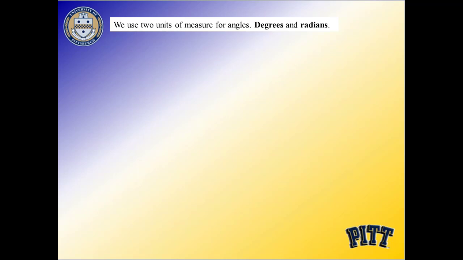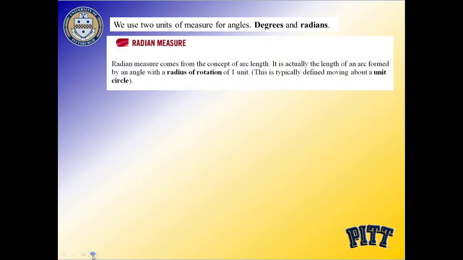So, what's the difference between these two? Radian measure comes from the concept of arc length. It is actually the length of an arc formed by an angle with a radius of rotation of 1 unit. A circle formed from a radius of rotation of 1 unit is often referred to as a unit circle. So, the way I could define a radian, it's basically the length of the arc formed by an angle if that angle is being formed within a unit circle.